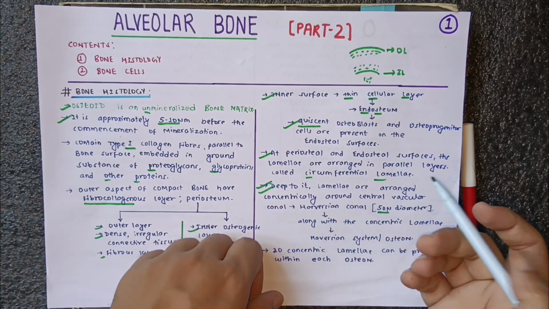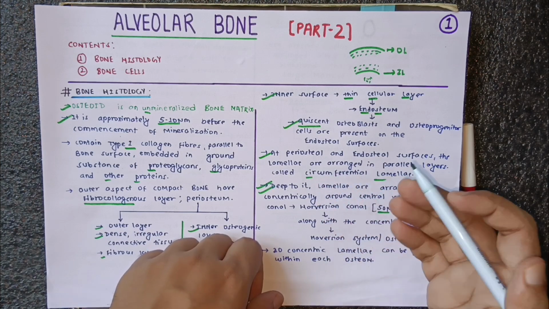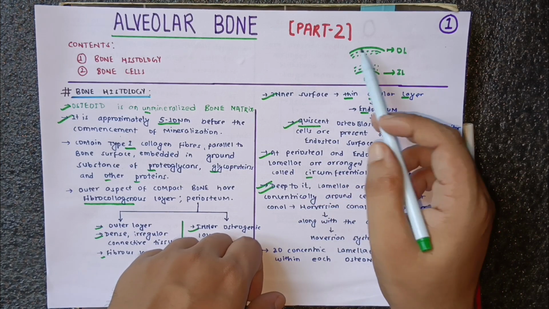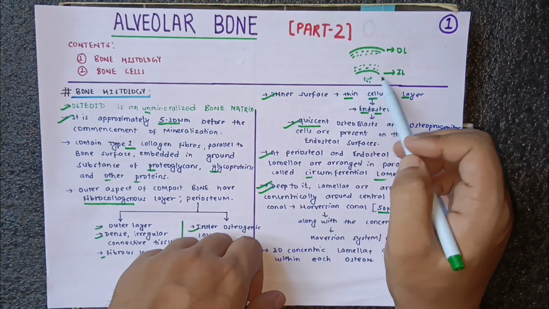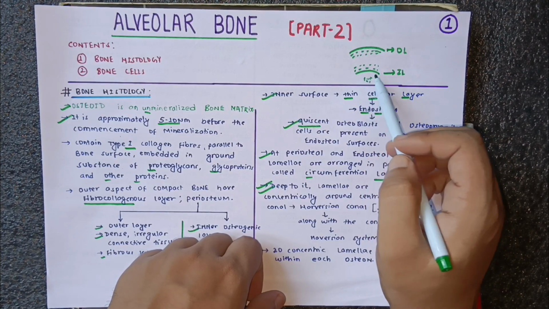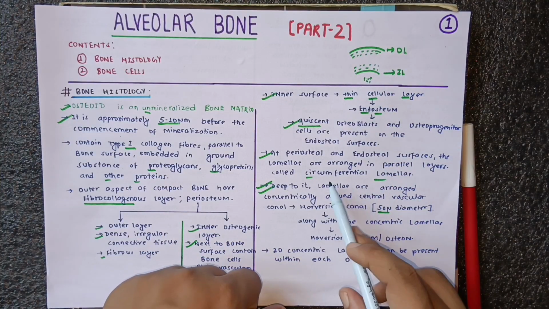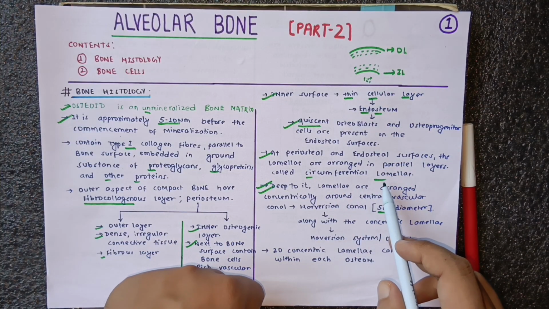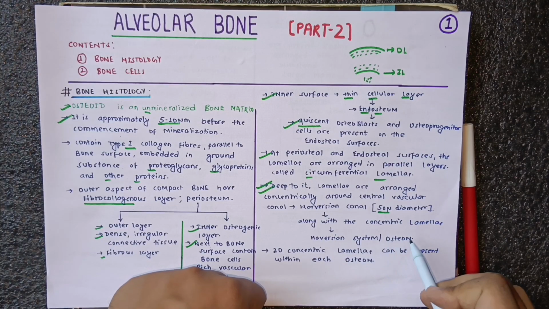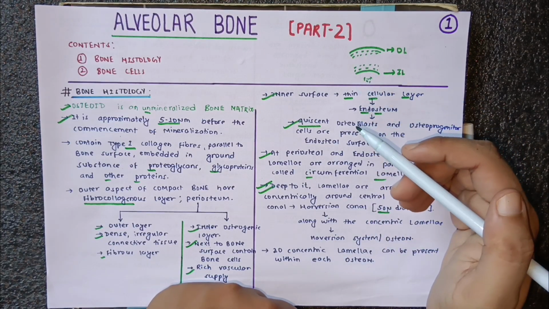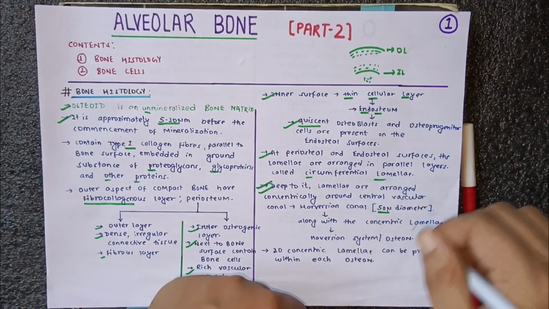As I have told you, there are three different kinds of lamellae. One is circumferential lamellae, which are just inner to the outer layer and inner to the inner layer. They are arranged parallelly, at the outer and inner aspect, so they are called circumferential lamellae. But the concentric lamellae are present in between those circumferential lamellae, and they are arranged around the Haversian canal.